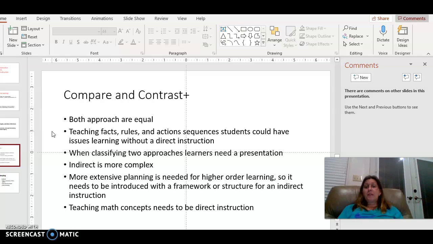Teaching math concepts needs to be direct instruction because some students need that visual image on how to work certain math problems. They can't just read a book or look at a picture and figure out how to work the problem. So they would need the teacher teaching it to them.